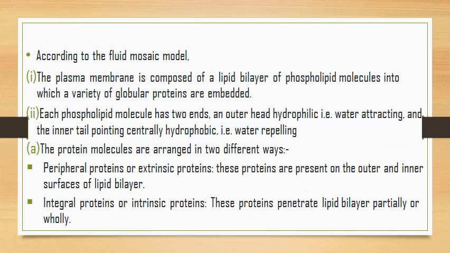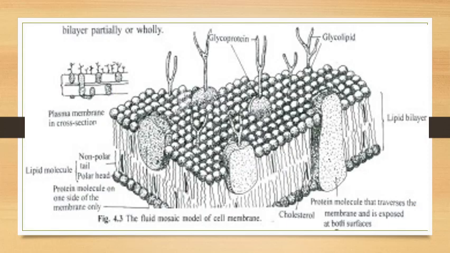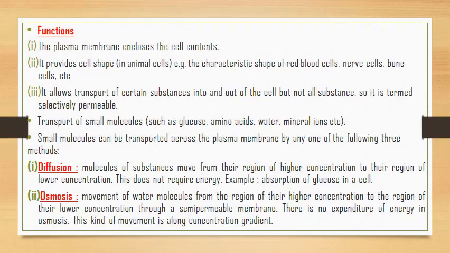The protein molecules are arranged in two different ways, peripheral proteins or extrinsic proteins. These proteins are present in the outer and inner surface of lipid bilayer. Integral proteins or intrinsic proteins. These proteins penetrate lipid bilayer partially or wholly. This is the structure of model Singer and Nicholson fluid mosaic model. ये याद रखना है, क्वेश्चन आता है कि fluid mosaic model किसने दिया था. This model was given by Singer and Nicholson.